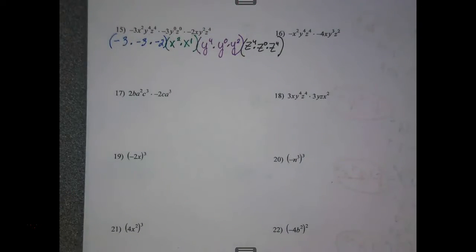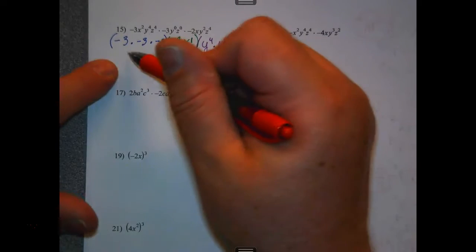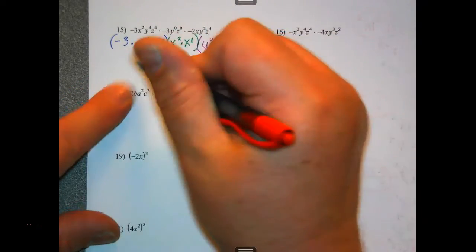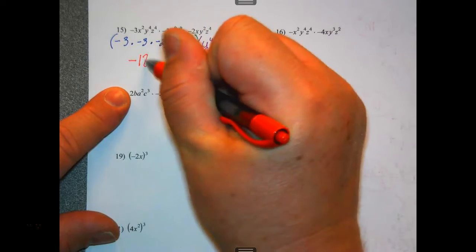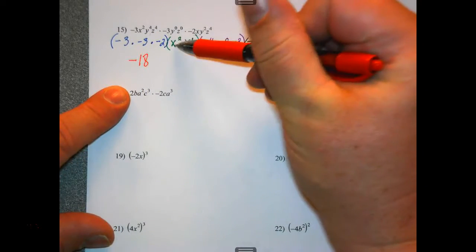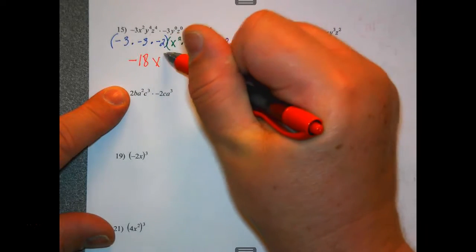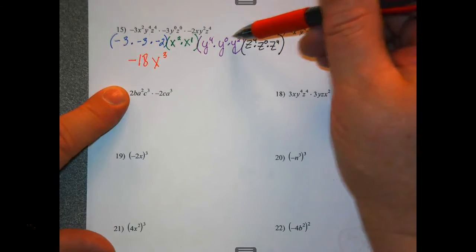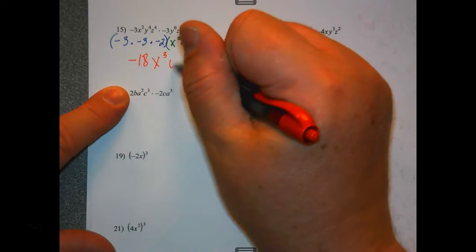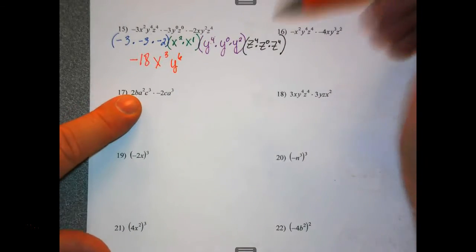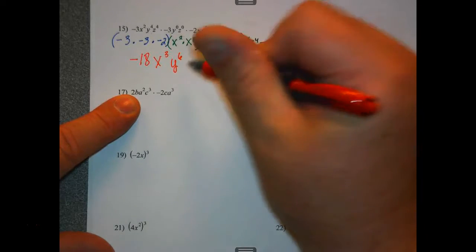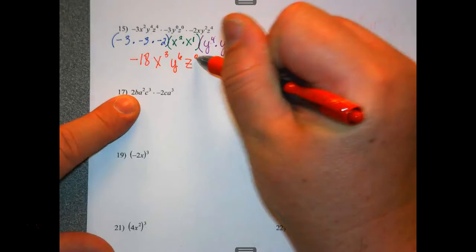Okay, ready? -3 times -3 is +9, times -2 is -18. x to the 2 plus 1 is x cubed. y to the 4 plus 2, y to the 6. z to the 4 plus 4, z to the 8.